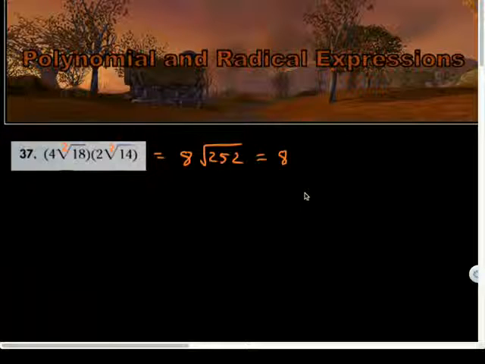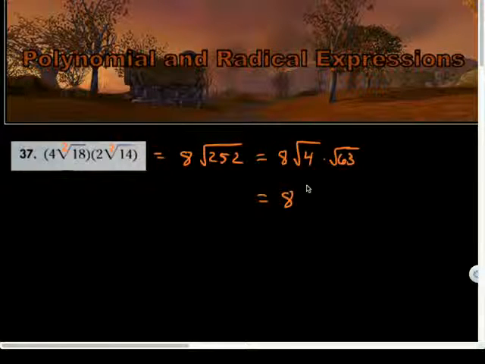Well, let's see. Does 4 go into it? It might. Let's see. 252 divided by 4. It does. And 4 is a perfect square. And I'm left with 63. Does 63 have any perfect squares that go into it? 21 and 3. No. So I'll break this up into the square root of 4 times the square root of 63. So that is in fact the largest perfect square that went into it.